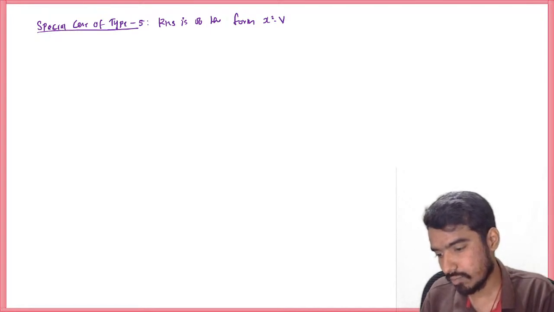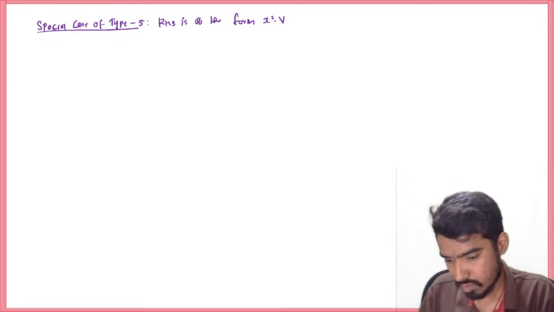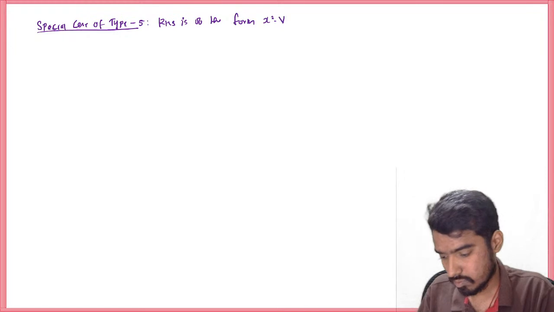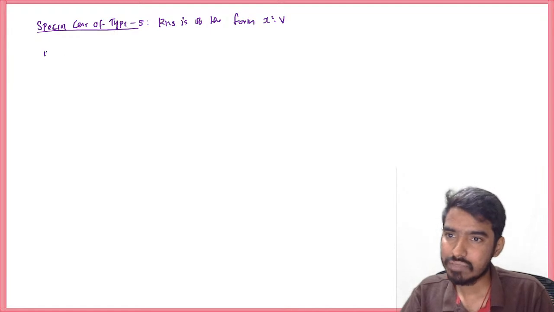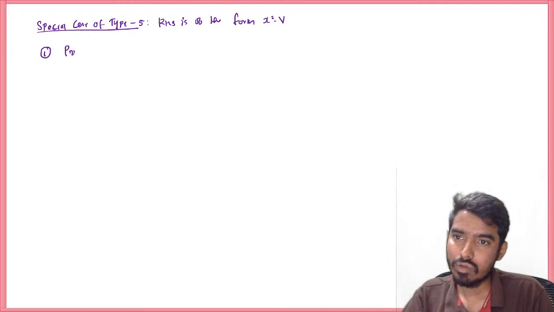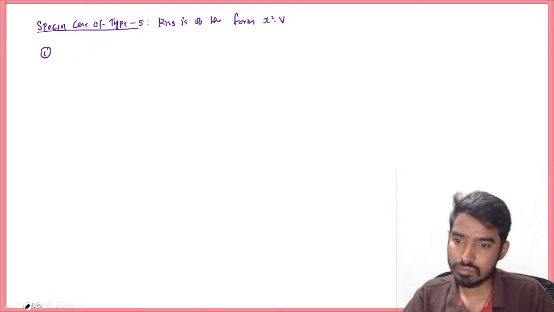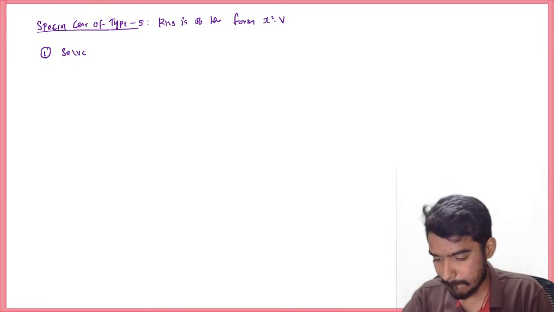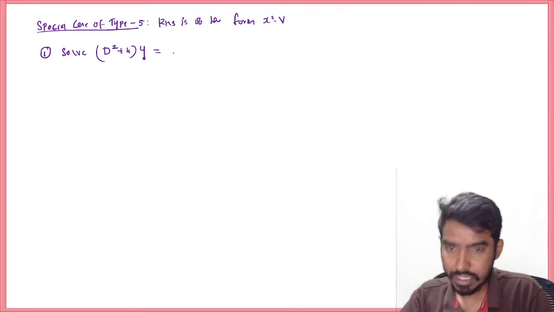So we are in the final part of solving this entire set of problems. I'll do one problem on this; it is a very rare case, but I'll do one problem. First problem: solve D square plus 4 of y is equal to x square cos 2x.